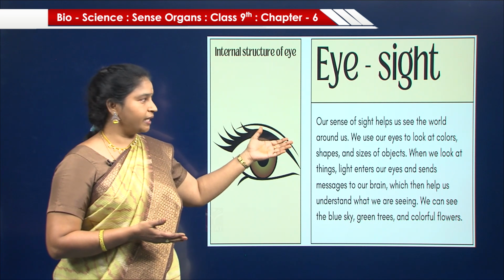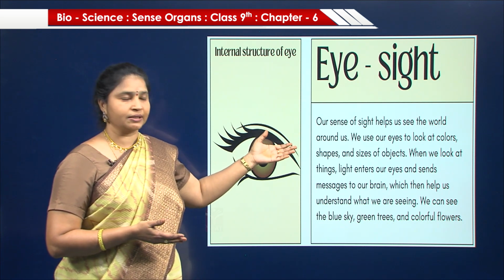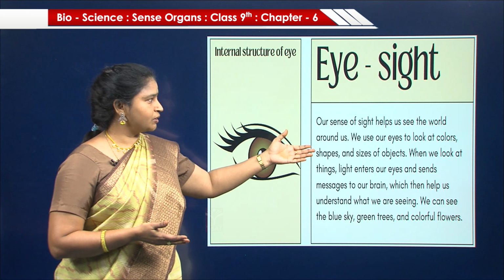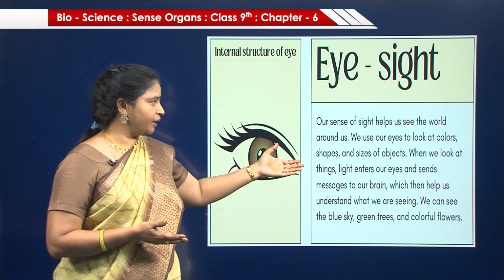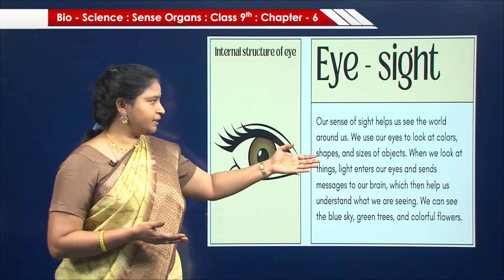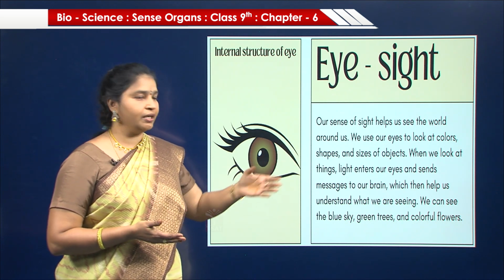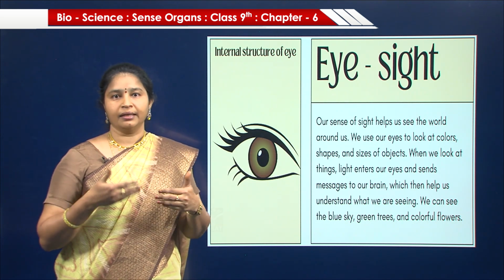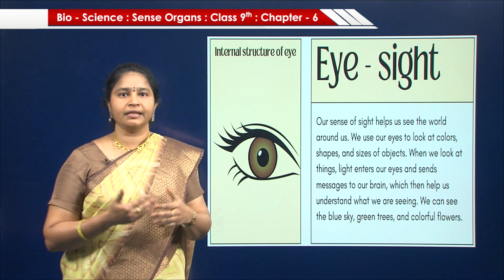Our sense of sight helps us see the world around us. We use our eyes to look at colors, shapes and sizes of objects. When we look at things, light enters our eye and sends messages to our brain. Brain shows the image that we are seeing.